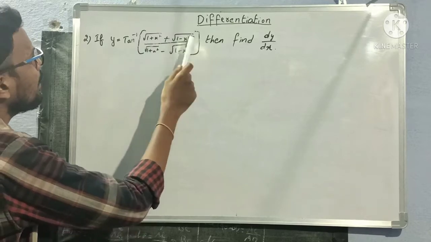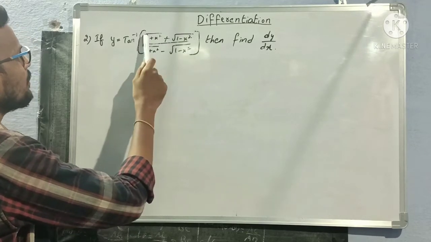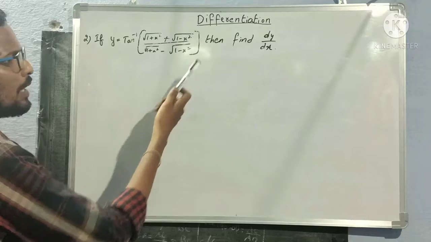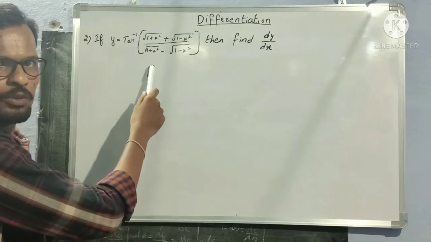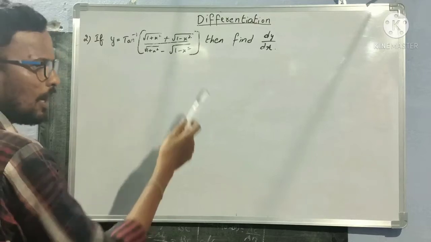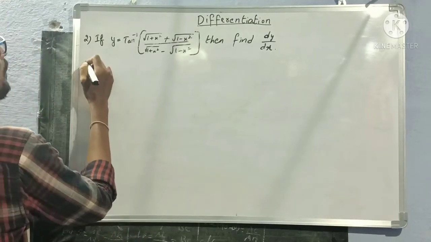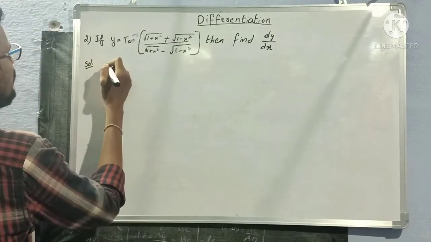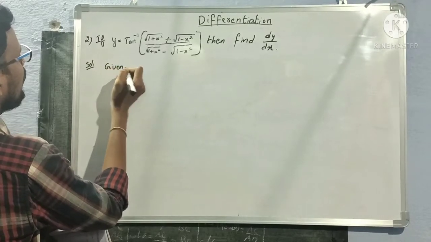So we don't have any formula like that, that is dy by dx of (u plus v) by (u minus v). Is there any formula like that? No. So we need to take some trigonometric functions in this problem also. So what is the trigonometric function? So first let us write the given. What is given in the question?